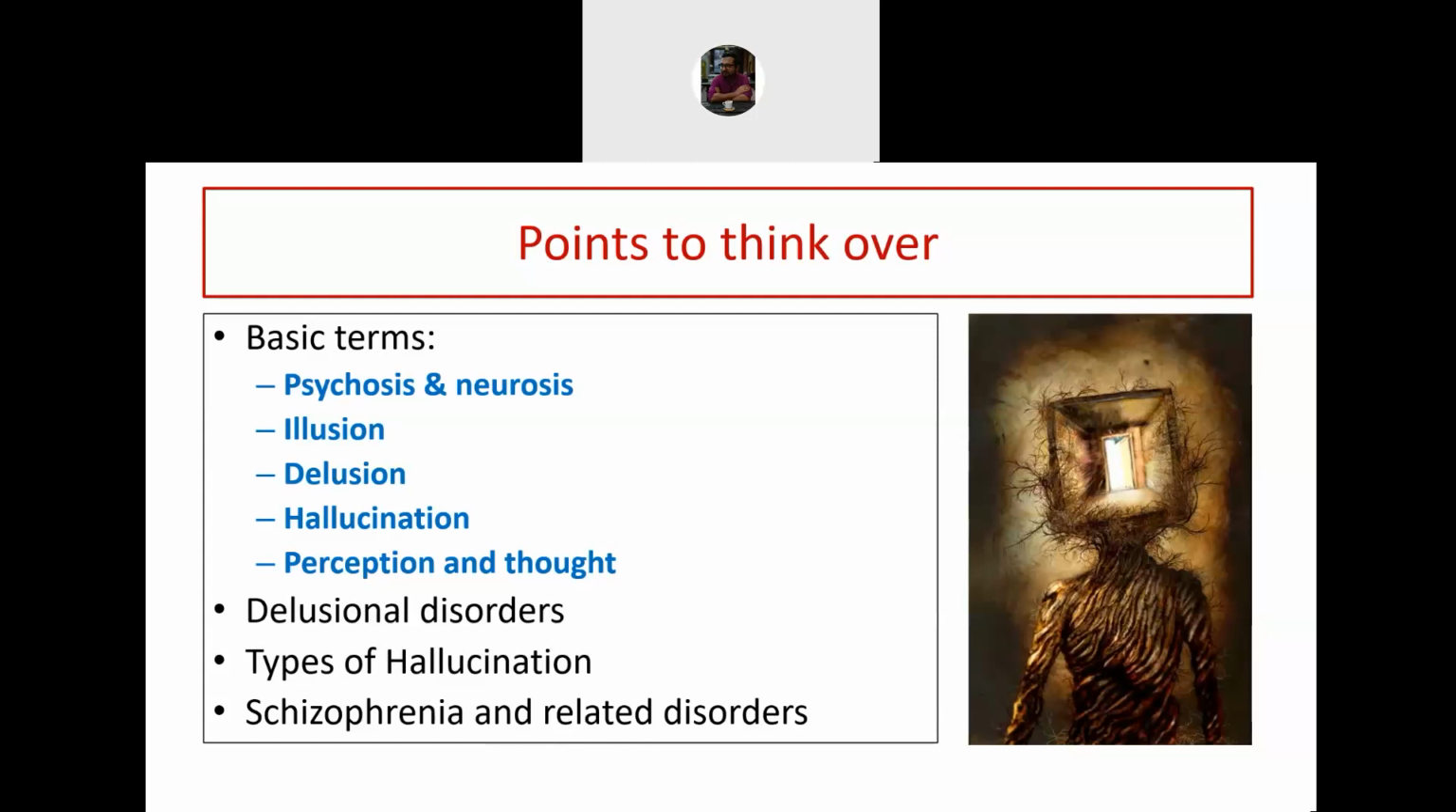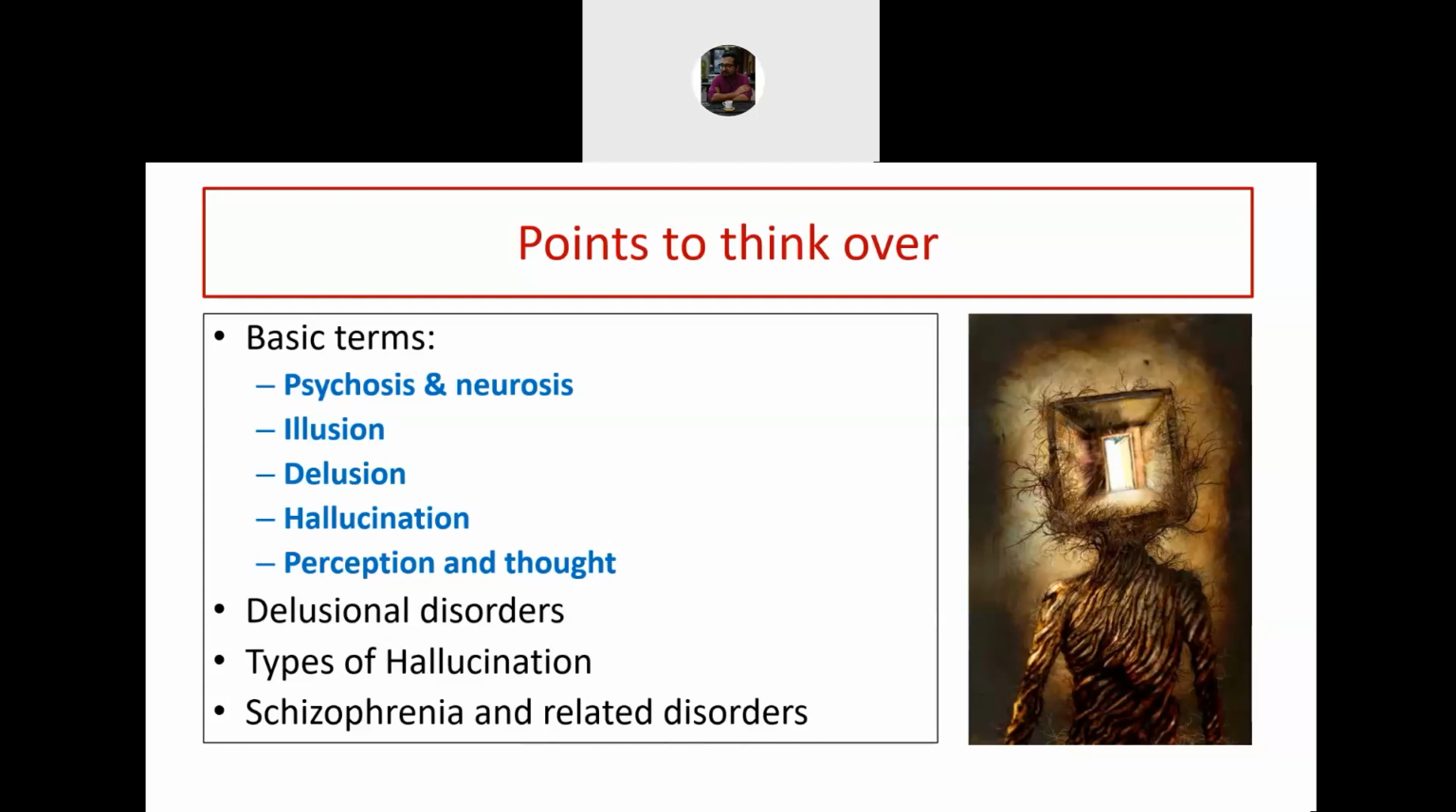And the basic difference between the two was, in psychosis, the insight and judgment of the person was impaired. In neurosis, the insight and judgment of the person was intact. To make it more simple, a psychotic person will not understand that the person is diseased, but a neurotic person will understand that there is some problem with that person.